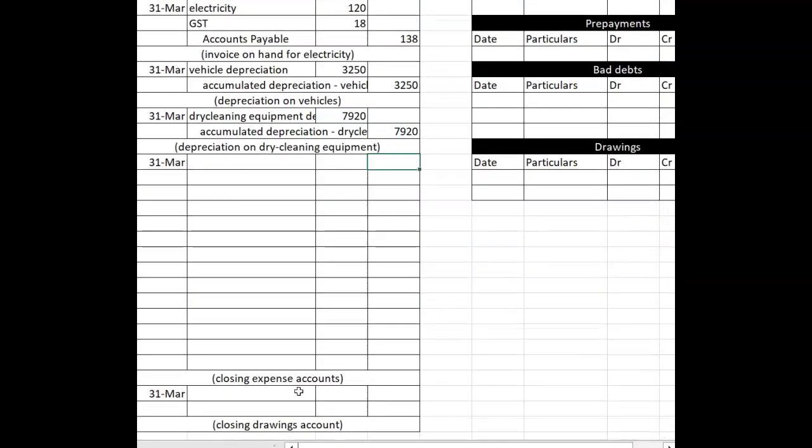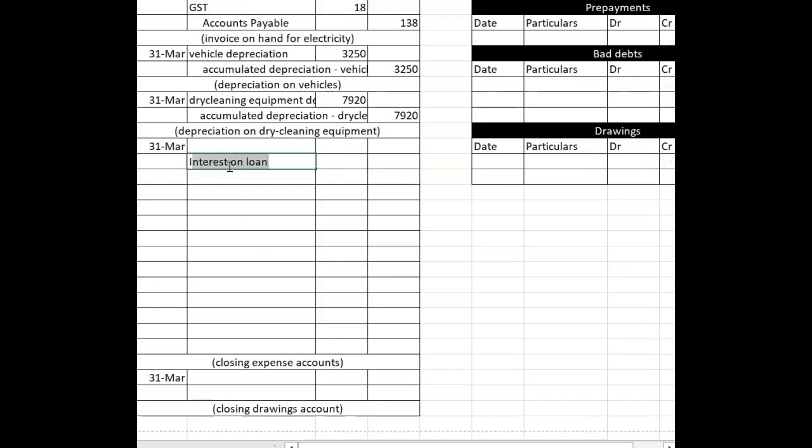Now the next one's quite an interesting one. It's closing the expense account. So what we're going to do is have a look at all the expense accounts. The debit entry actually goes to income summary.